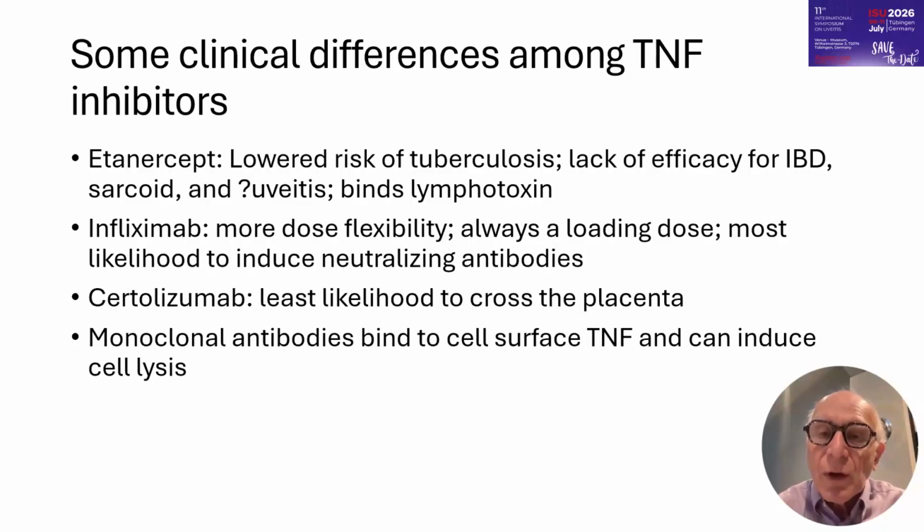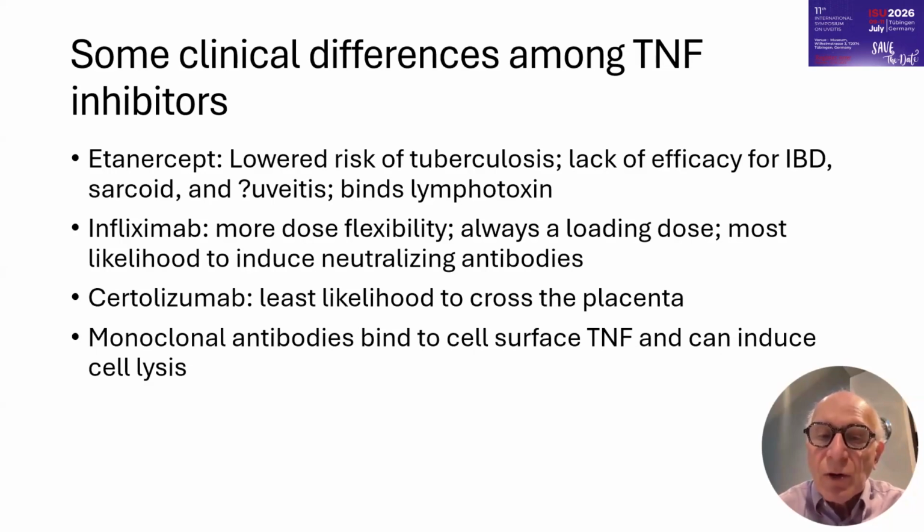Once upon a time, we used the nomenclature TNF-beta for lymphotoxin. That nomenclature has largely been abandoned, so it's not necessary to refer to TNF as TNF-alpha, but it's of note that the soluble receptor will bind lymphotoxin. As I mentioned, infliximab has the greatest likelihood of inducing neutralizing antibodies because it's more foreign than the other monoclonals. One of the advantages of infliximab is that it's given intravenously with a loading dose, and that loading dose goes along with a very rapid onset of action.